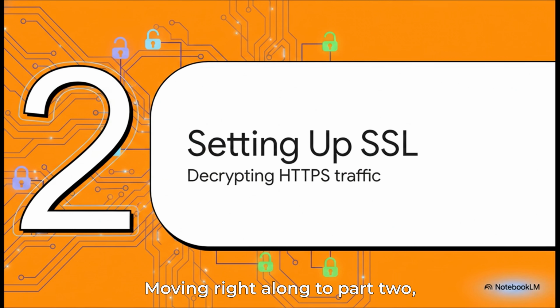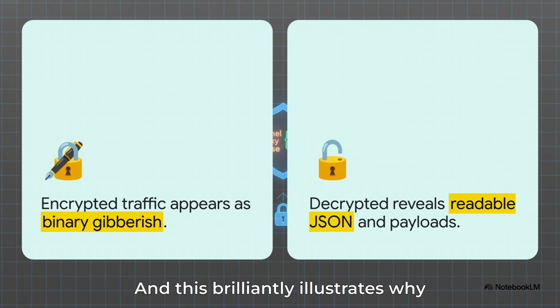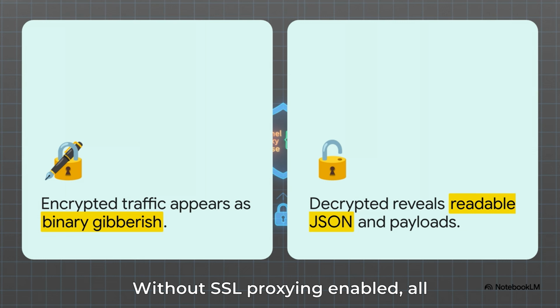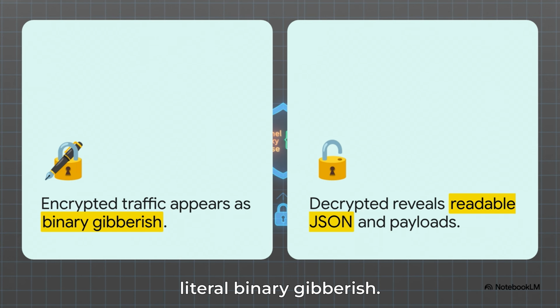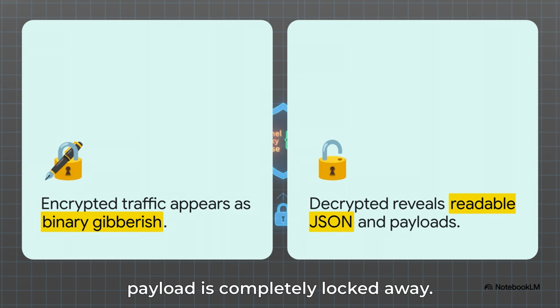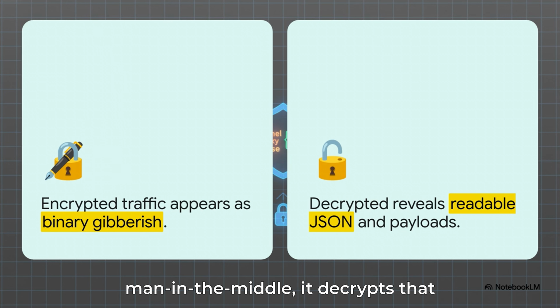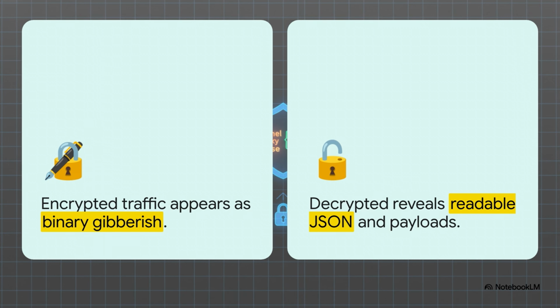Moving right along to part two, setting up SSL Proxying. And this brilliantly illustrates why this step is an absolute game changer. Without SSL proxying enabled, all you're going to see is encrypted tunnel noise. Literal binary gibberish. You'll know a network request happened, sure, but the actual payload is completely locked away. But once Charles is trusted as a man in the middle, it decrypts that secured traffic on the fly. Suddenly you go from random noise to beautifully readable, syntax-highlighted JSON, formatted payloads, and crystal clear headers.